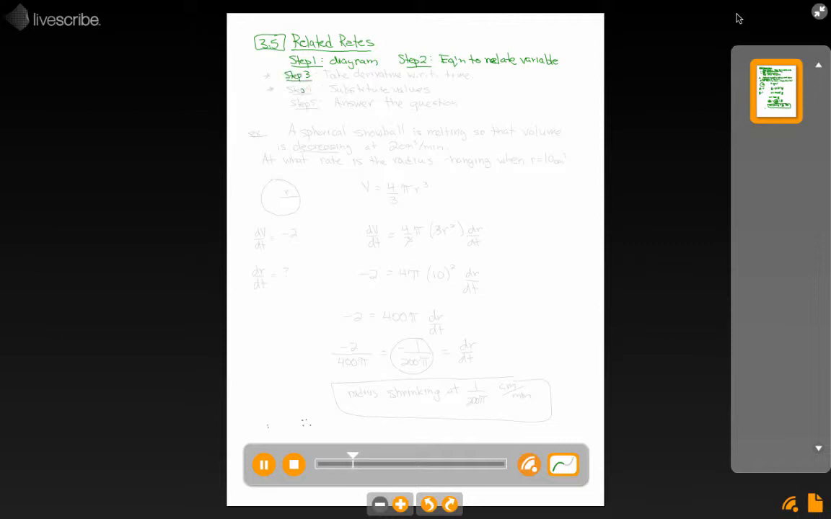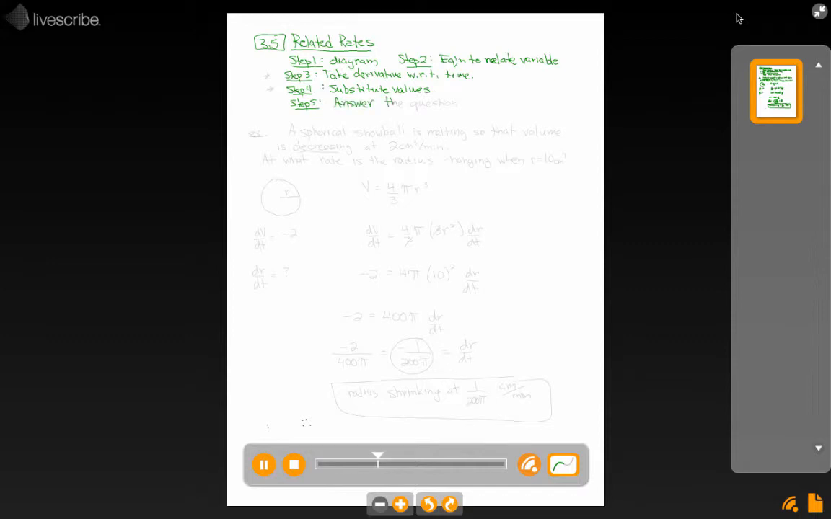Step three, we take the derivative with respect to time. And again, I'll show you that with real examples. It kind of involves using the chain rule in a way. Step four, we then substitute values. And notice that comes after you take the derivative. That's probably the most common mistake in related rates problems, is to start substituting values in too early before you've taken the derivative. And then step five, naturally, any word problem, answer the question.